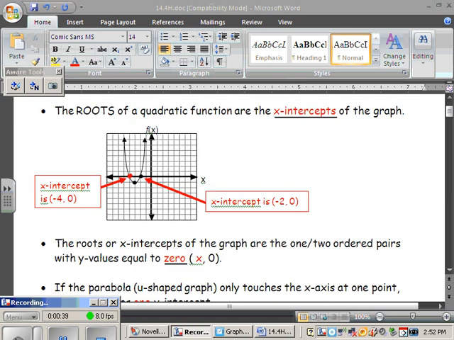In this particular parabola, you see two x-intercepts, one of them at (-4, 0), and the other at (-2, 0). And these are the solutions when you solve a quadratic equation. Sometimes we also call them the zeros of the function because the y value of any point on the x-axis is 0. Now in this particular situation, there are two x-intercepts. Let's take a look at some other possible scenarios.